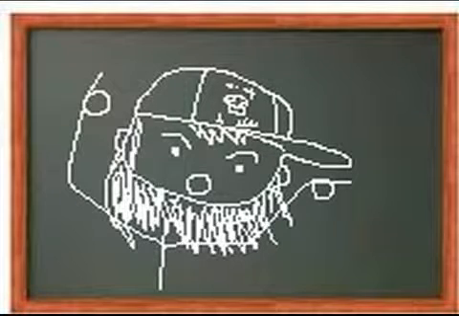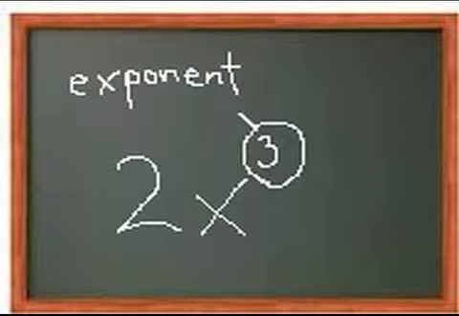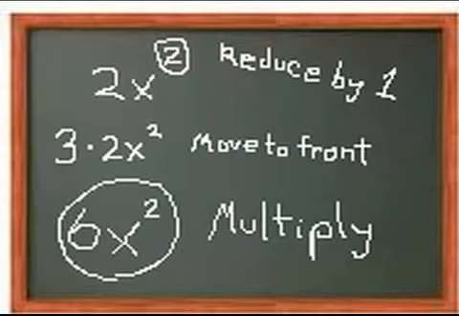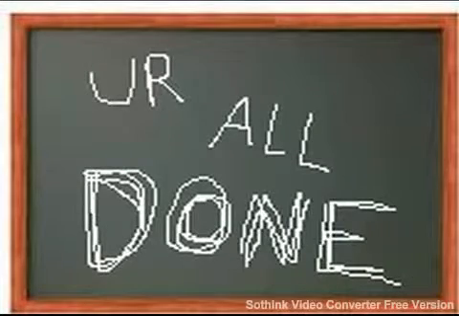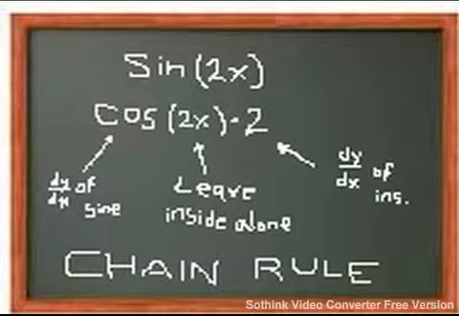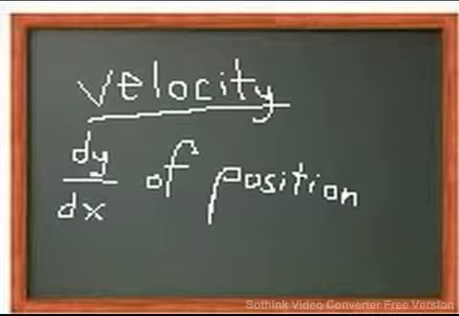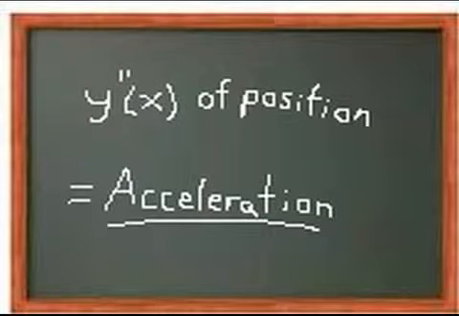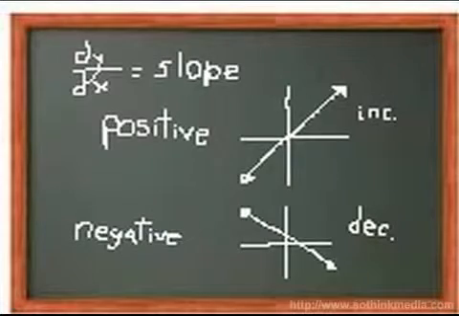This is the process for taking derivatives. First, you start with the function's exponent, reduce it by 1, move it to the front, multiply it out, and you're all done. For the chain rule, take dy/dx of the outside, leave the inside alone, take the derivative of the inside. Velocity is the derivative of position. dy/dx of that is acceleration. dy/dx equals slope. If it's positive, it's increasing. Derivative is negative, then it's decreasing.